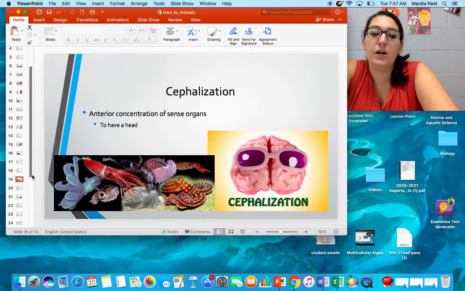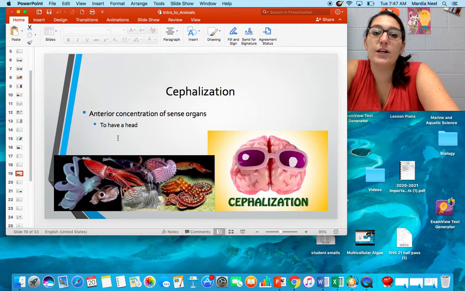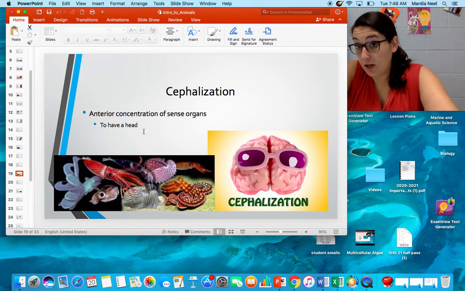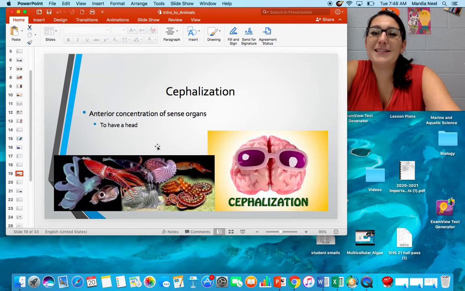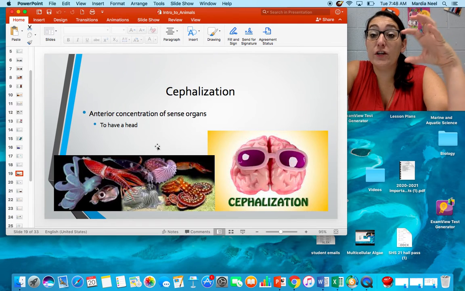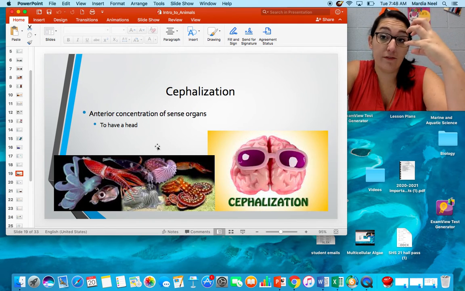Cephalization is a term we're going to talk about, and it's where the concentration of sense organs is brought to the head, or they just have a head. A lot of animals don't have cephalization. Cephalization was an evolutionary feature. We're going to talk about it in our cladograms. It means that they might not have a brain, but they have an area of nerves concentrated towards the front of their body.